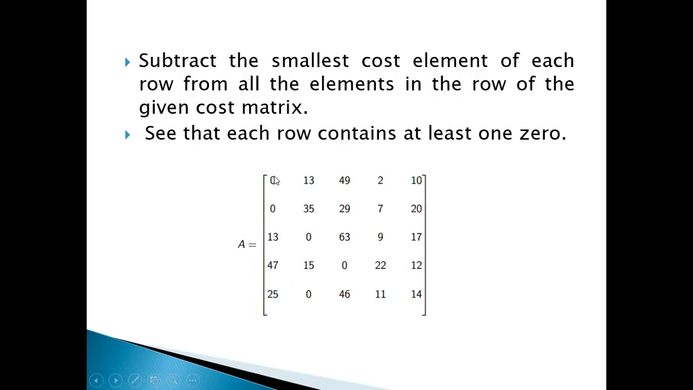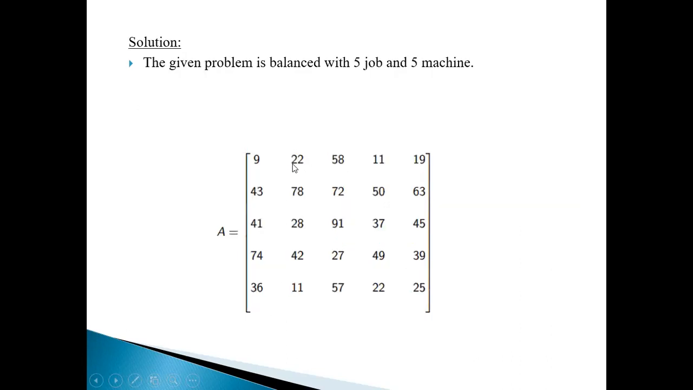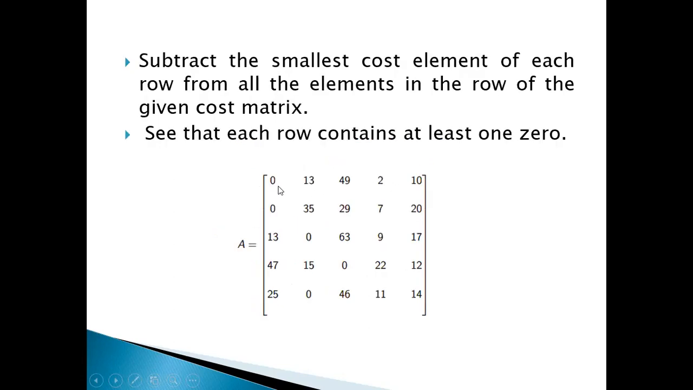So 9 minus 9, 0. 22 minus 9. Likewise, subtract 58 minus 9. 11 minus 9. 19 minus 9. Okay. So you will get the reduction in value after doing the subtraction. And check whether you have at least one 0 in each row and column.